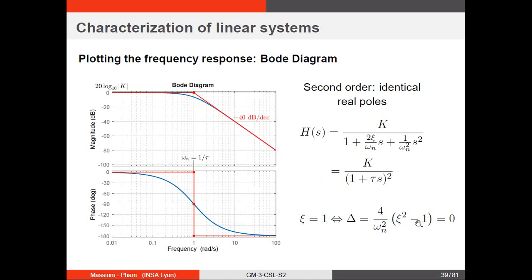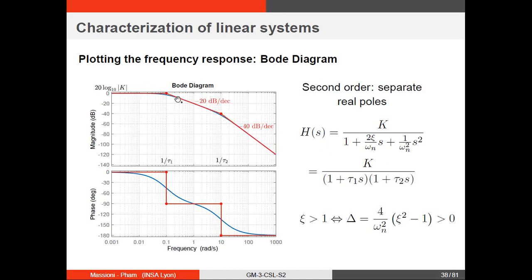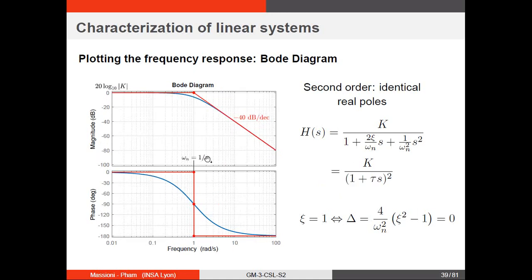If we have psi equal to 1, then we have two identical roots, which means that basically the system is k over (1 plus tau s) squared. And the Bode diagram is basically the degenerate case of this one, where these two points, 1 over tau 1 and 1 over tau 2, coincide. So imagine these two points go together, then what happens? Well, all of a sudden at 1 over tau you go from 0 slope to minus 40 decibels per decade, and also suddenly from 0 to minus 180 degrees.